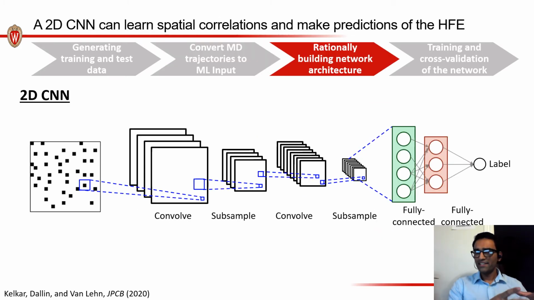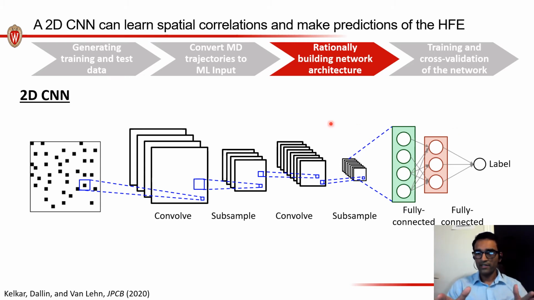So now that we have rationally thought of some physically informed data input representations for our ML model, we actually want to build an ML model now. So to build an ML model, we use a convolutional neural network. What a convolutional neural network does is that it convolves over your complete input to find patterns, and then it relates these patterns to your label, which in our case is a hydration free energy.